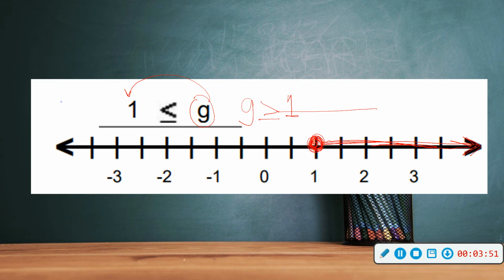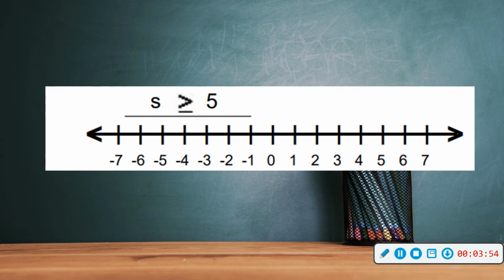Let's look at another one. Same exact process. So again, S is greater than or equal to 5. So I'm going to go to 5. We know that it has a line underneath it, so it's going to be closed. So my circle should be shaded in. And then I'm going to shade it to the right.